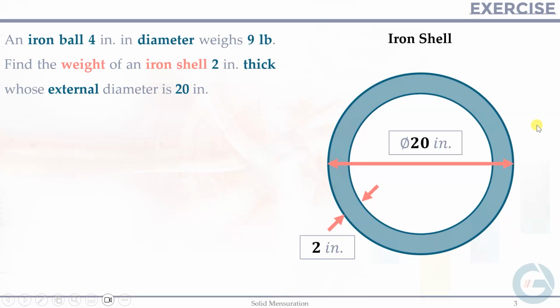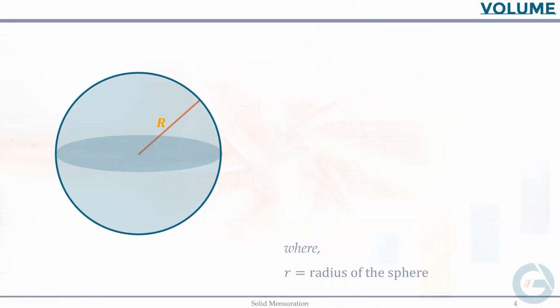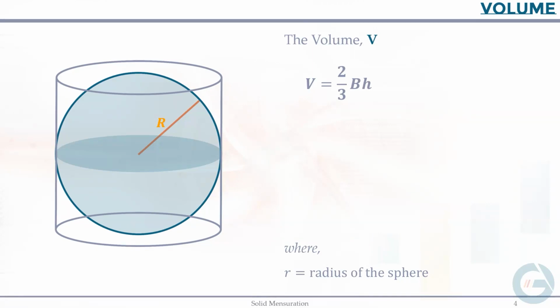Okay. So first, let's analyze the volume of a sphere. So refer to this sample sphere with radius r. So the volume of this sphere is still area of base times height, but 2/3. So the idea behind here is, if the sphere, for example, is placed inside a cylinder, considering that the radius of the sphere and the base of the cylinder are equal, and the height of the cylinder is the diameter of the sphere, so this sphere will take 2/3 of the volume of the cylinder.